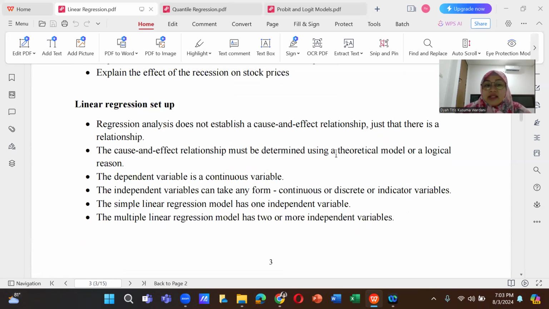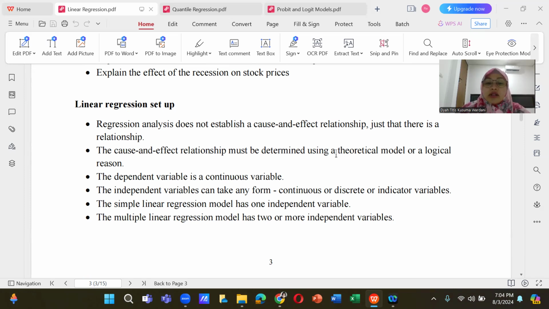Okay, let's set up the linear regression. Regression analysis does not establish a cause and effect relationship. So this highlights the statement that regression analysis does not establish a cause and effect relationship. Merely, they express the correlations or relations, so there is only a relationship. And the cause and effect relationship must be determined using a theoretical model or logical reason.